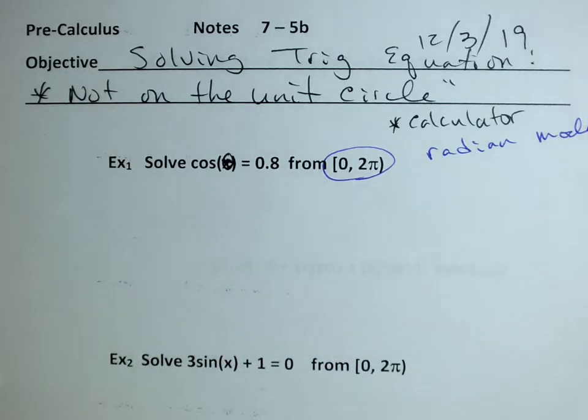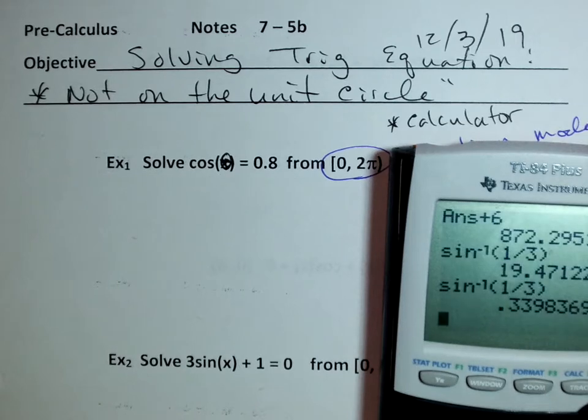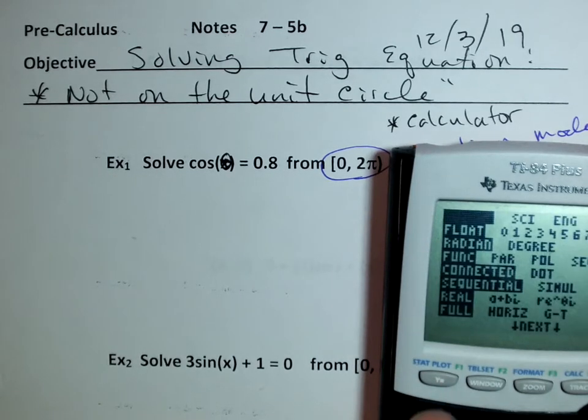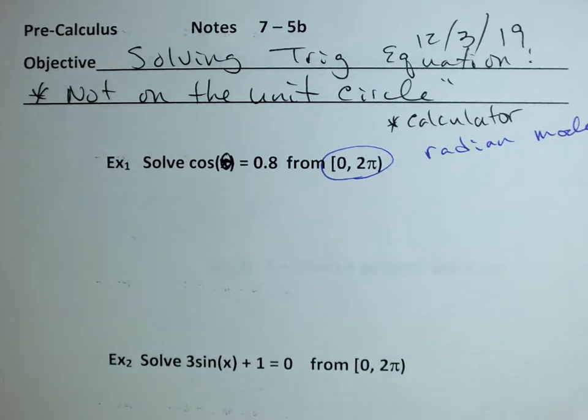0.8 is not on the circle for the y values or for the x values, right? 0.8 is not there. Can't use the unit circle. I'm going to have to use my calculator in radians, correct? So change my calculator to radians. If it's not on my unit circle, I'm going to have to use my angle chart. Mode, radians, I'm good to go. Okay, cool. So, angle chart.